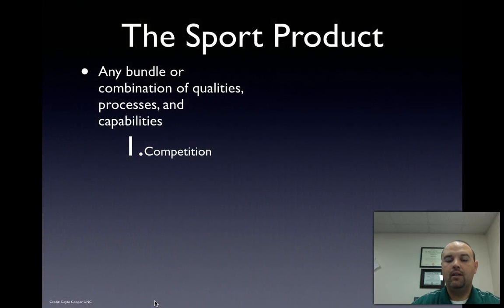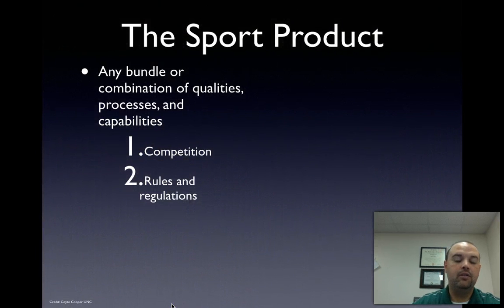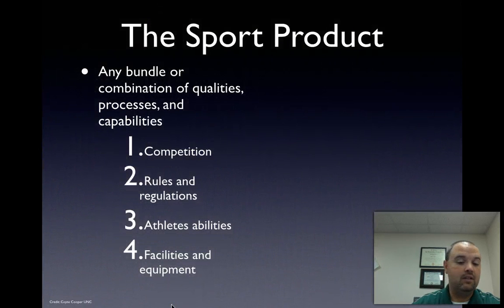The sport product. It's any bundle or combination of qualities, processes, and capabilities. So it can be competition, just a flat game. It can be rules and regulations. It could be athletes' abilities. It could be the facilities, the equipment.